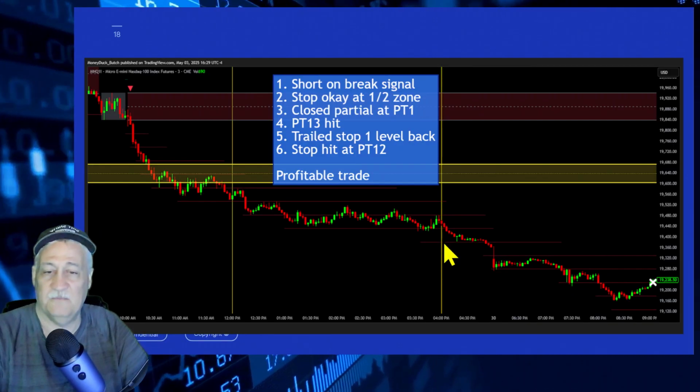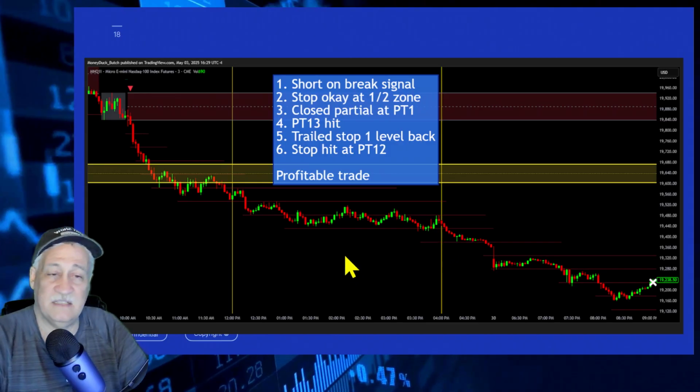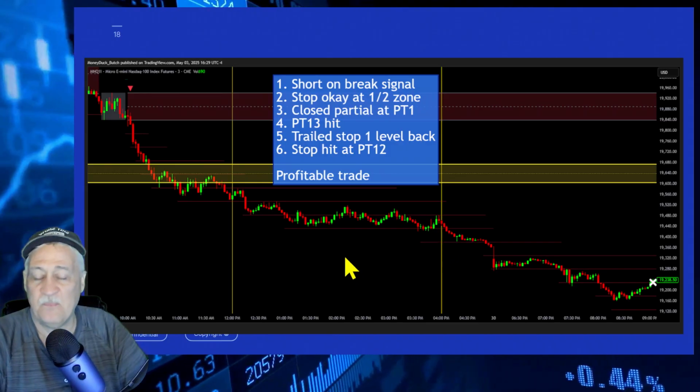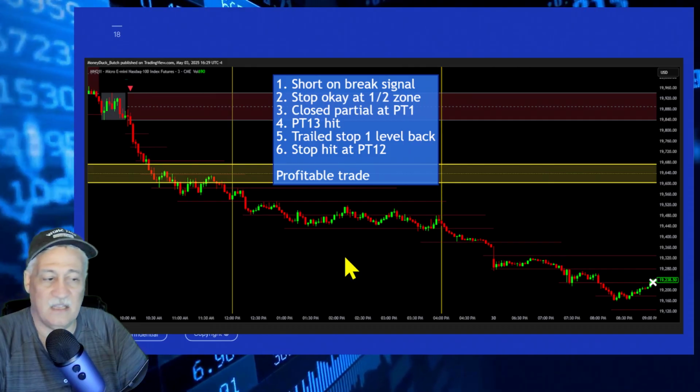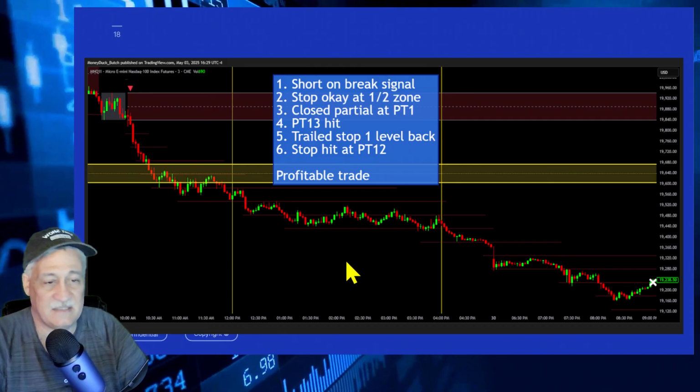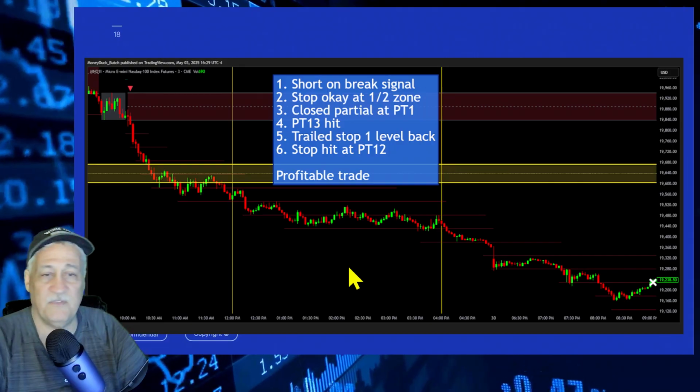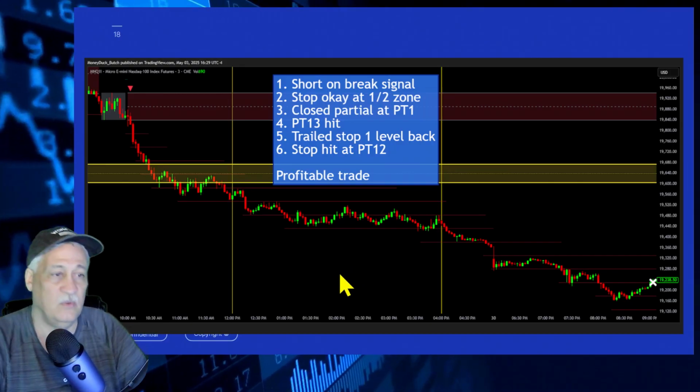Prop trading, okay? Because again, I see a lot of people that want to trade Nasdaq. You don't have the funds to trade Nasdaq. Most people do not have the funds to trade Nasdaq, so why do it?